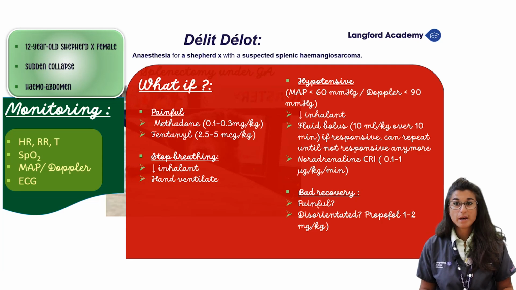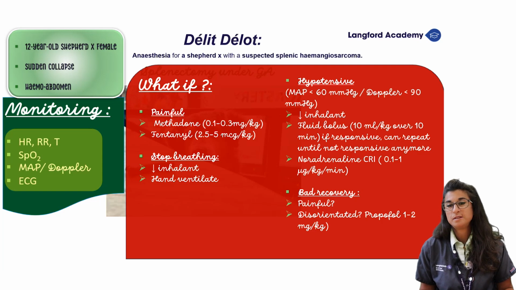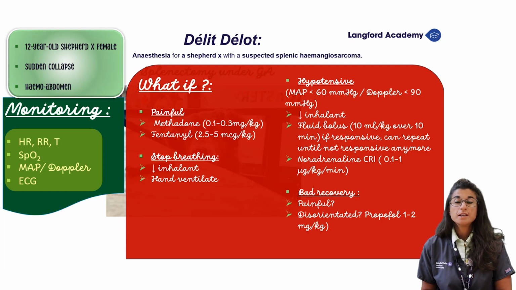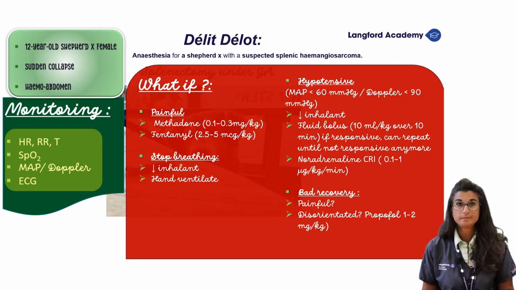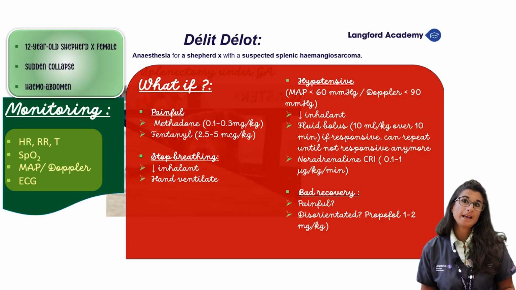The patient could have a bad recovery, especially when they are a bit older, and this German Shepherd typically could also have a bad recovery. That could be because they're painful or disorientated. So if they're painful, give more analgesia such as methadone or fentanyl. But if they are disorientated, then you can consider giving propofol 1 to 2 mg per kilo until they just calm down. So that's it for this case.